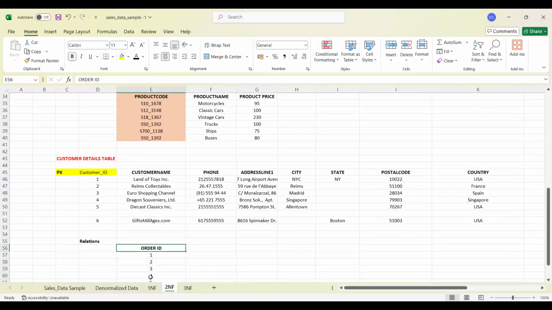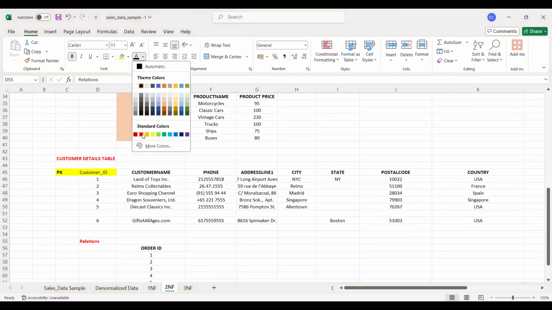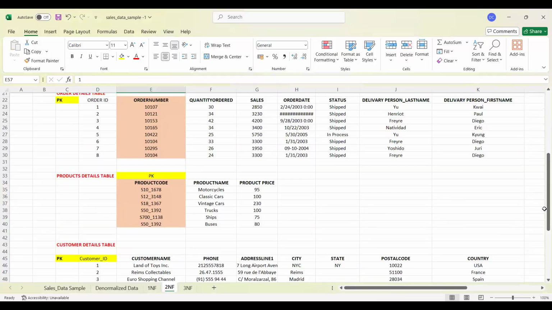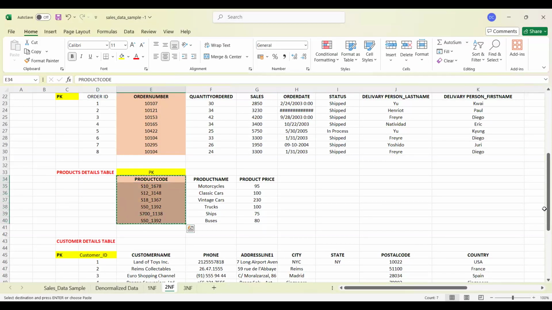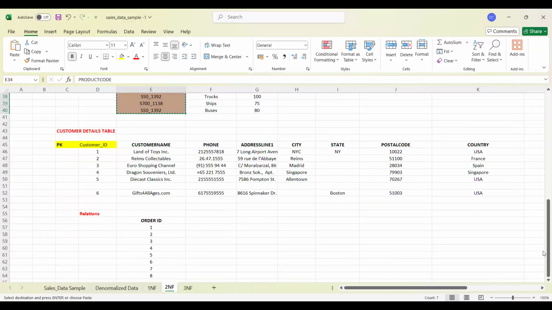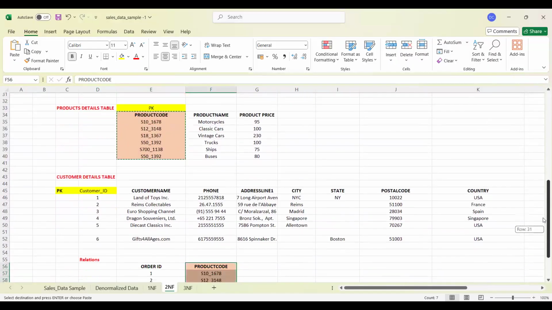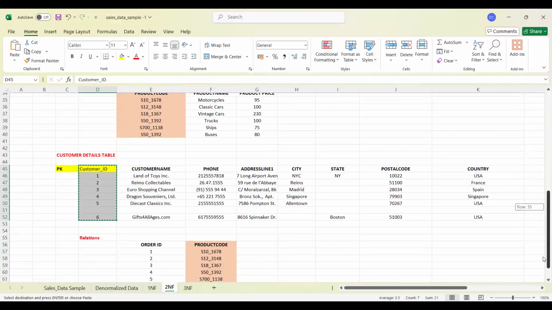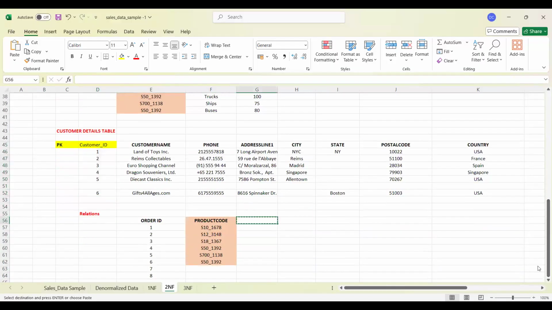In the same way, this is the table name, and these will be the column names, like order ID. In the same way, I will take this product code. Whatever columns we are considering as primary keys, all those columns we will store here. Just give me a second.